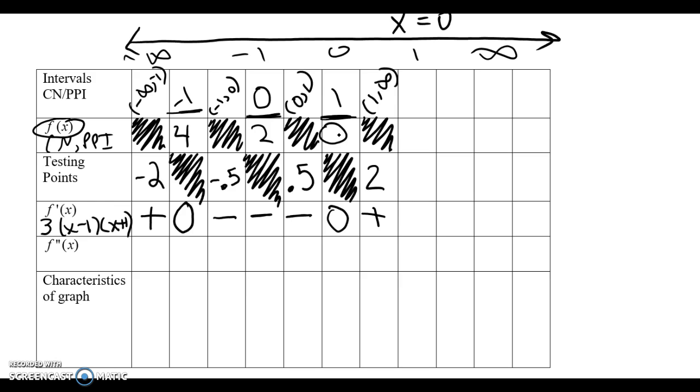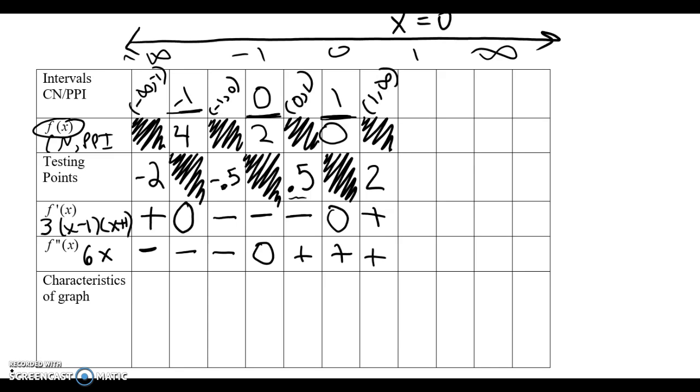Now let's rewrite our second derivative, which was 6x. For the second derivative, we're going to plug in our test points or our critical numbers and PPIs into 6x. So plugging in -2 is going to give us a negative. Plugging in -1 is going to give me negative. Plugging in -0.5, I'll get a negative. Plugging in 0, I actually get 0. Now let's plug in positive 0.5. I get a positive. Plugging in 1, I get a positive. And plugging in test point 2, I get a positive.